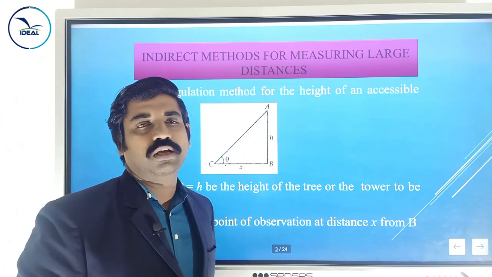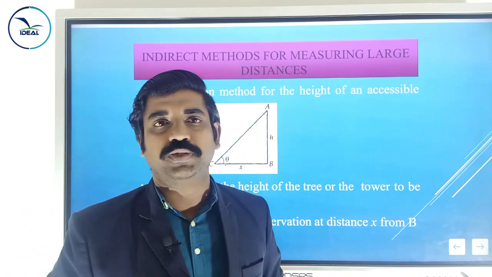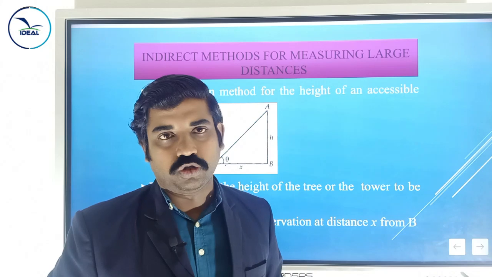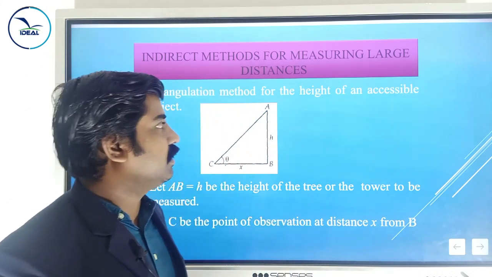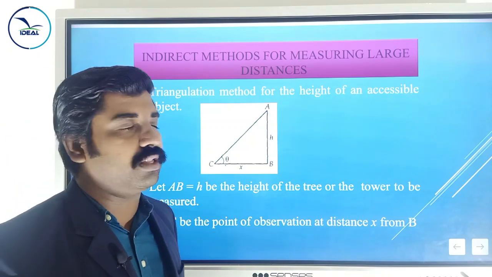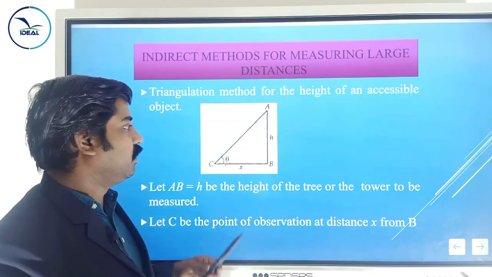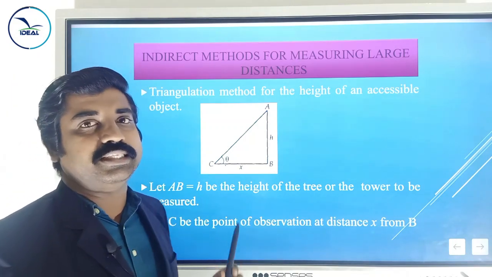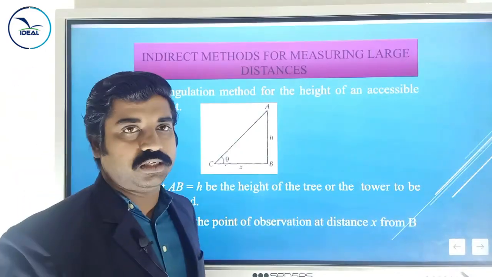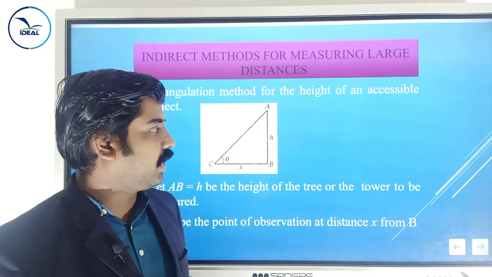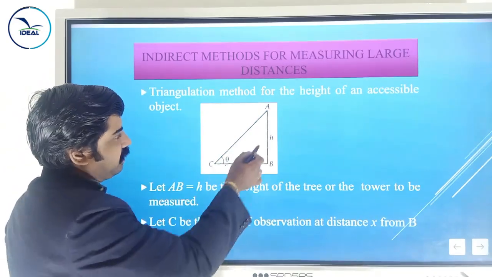We can't measure the length of a star by using a scale. So for that we need some other methods. Those are called supplementary methods, or indirect methods. The best method for measuring such a length or height is the triangulation method, or triangular method. Look here, you can see a triangle.